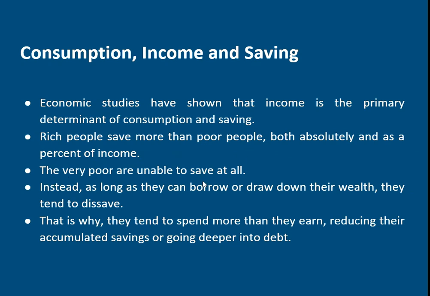Sometimes poor people are unable to save at all because they have to bear all the expenses from their little income. Instead, as long as they can borrow or draw down their wealth, they tend to spend. When the gap between income and consumption is negative, in order to fill this gap, they have to borrow a loan from their relatives. That is why they tend to spend more than they earn, reducing their accumulated saving or going deeper into debt. They have only two options: either to withdraw their savings from the banks or to take a loan from the banks or from someone else.